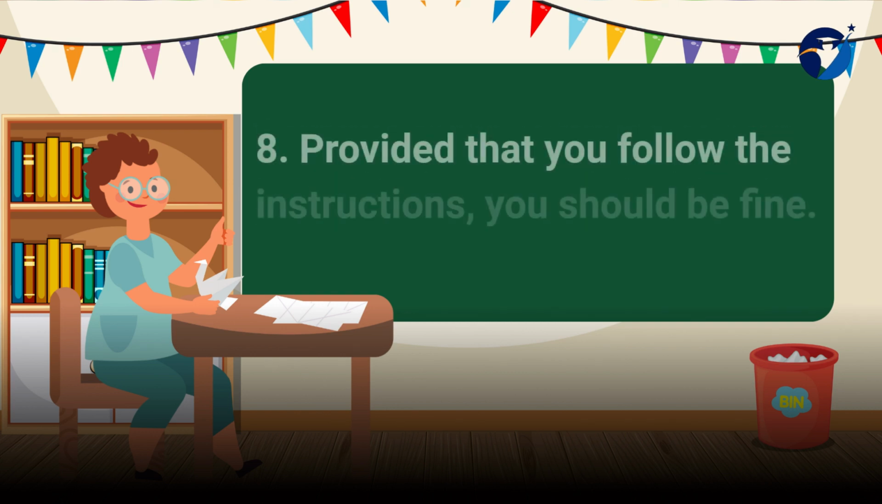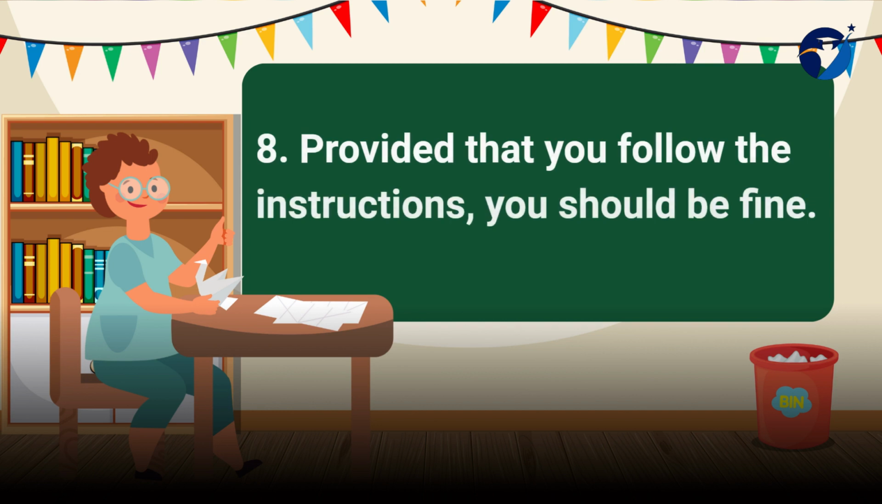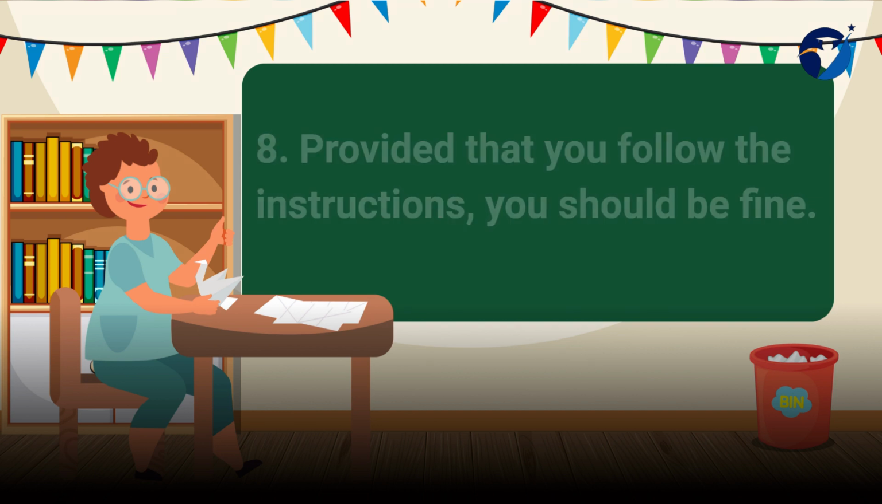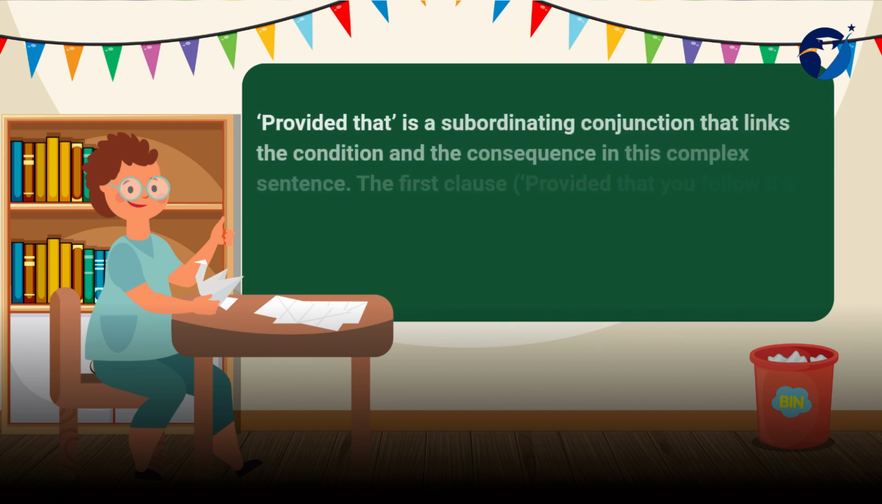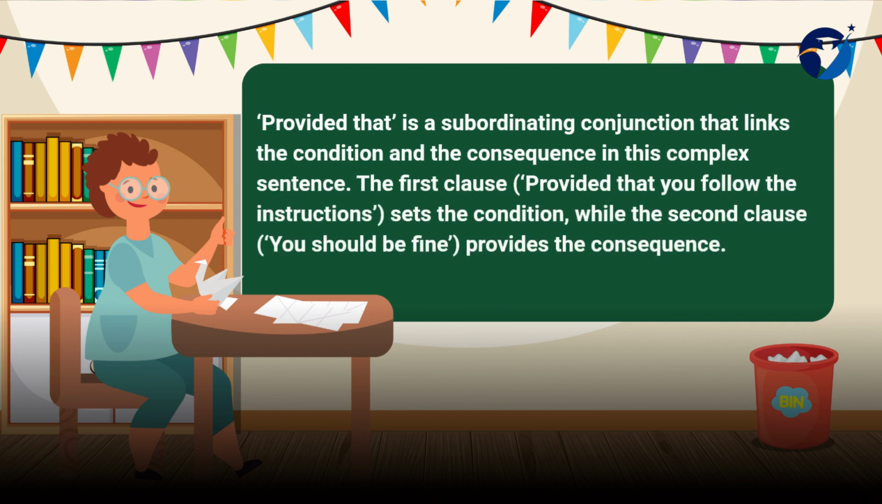8. Provided that you follow the instructions, you should be fine. Provided that is a subordinating conjunction that links the condition and the consequence in this complex sentence. The first clause, provided that you follow the instructions, sets the condition, while the second clause, you should be fine, provides the consequence.